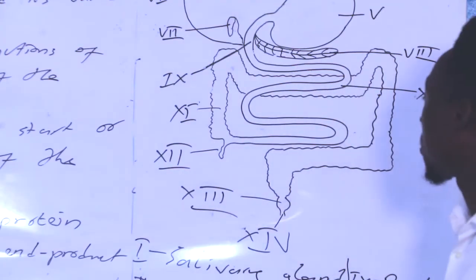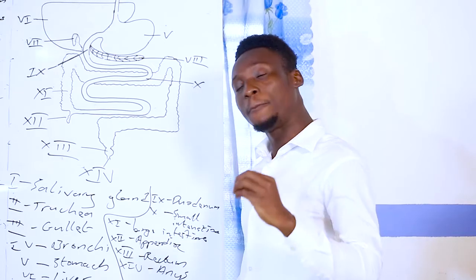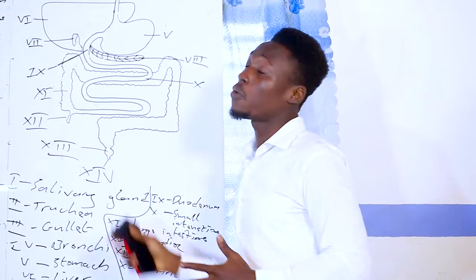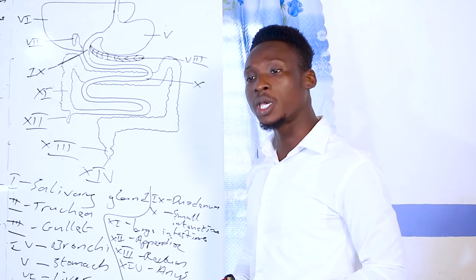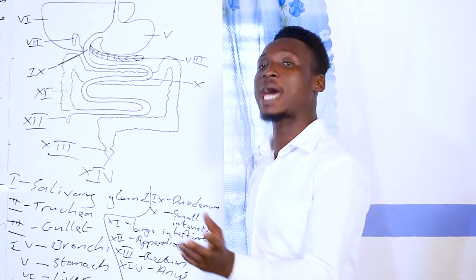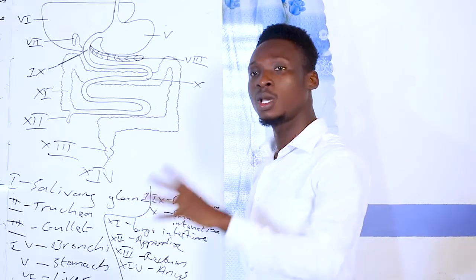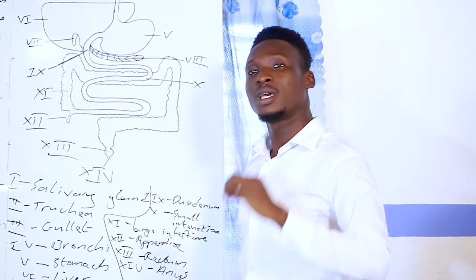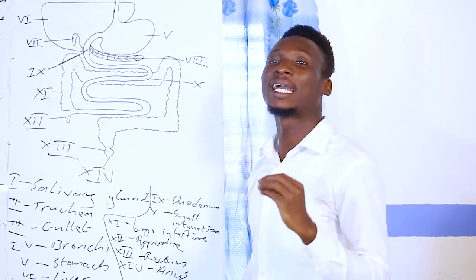Then we come to the small intestine. In the small intestine, we have the absorption of simple food substances, okay? So in the small intestine, you are going to have all the complex food substances now in their simplest form, okay? So a complex food substance like starch will now become glucose. A complex food substance like protein will now become amino acid. A complex food substance like oil and fat will now become fatty acid and glycerol.